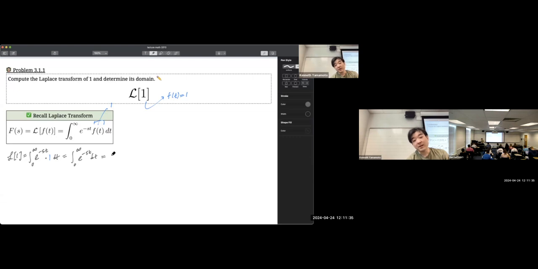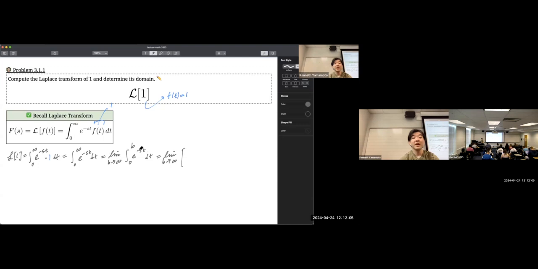And you may have learned this in Calc 2. You just say the limit as b goes to infinity of the integral from 0 to b of e to the negative st dt. Because one of the bounds is infinite, think of it as a limit. And what you're going to do is take the integral of the thing as b goes to infinity. Just have to be careful here. You're integrating with respect to t.